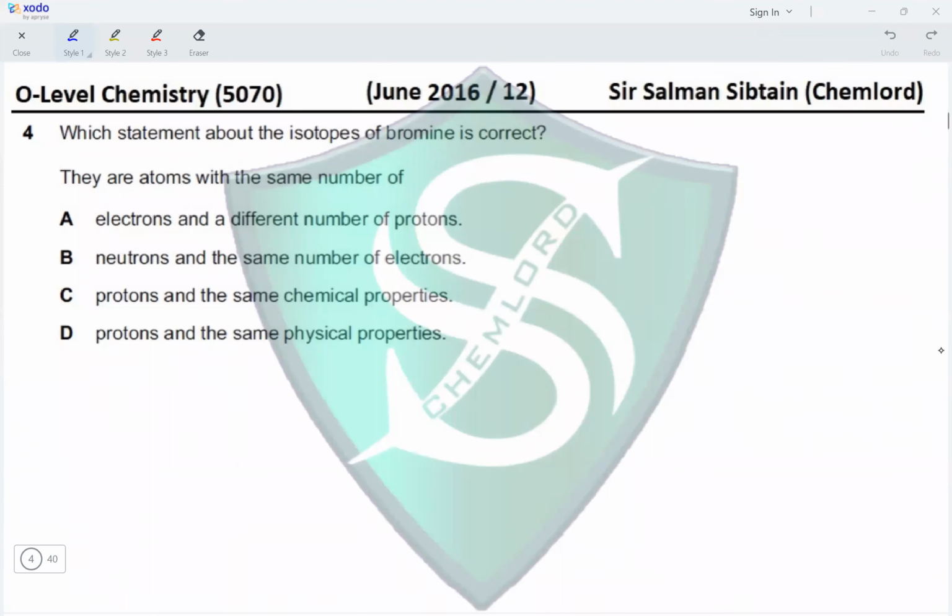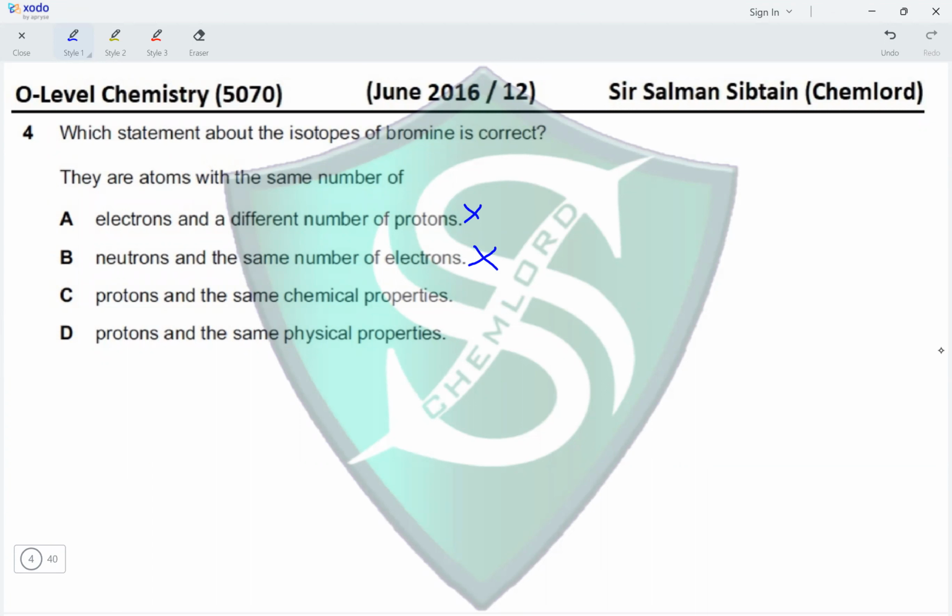Question 4. Which statement about the isotopes of bromine is correct? Since they are isotopes, they have the same number of electrons and protons, but a different number of neutrons. So option A says electrons and different number of protons. No. B says they have the same number of neutrons and the same number of electrons. No, neutrons have to be different.